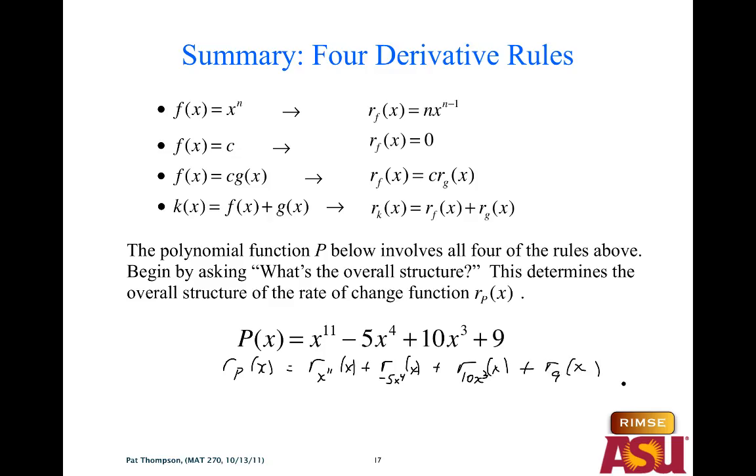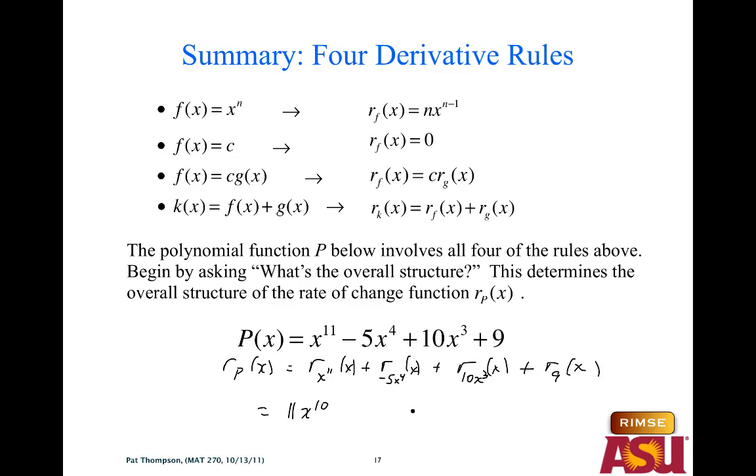So I'm applying that fourth rule, and I'm just doing it the long way, writing out all the steps. Now this first one, the rate of change of x to the 11th, is that a matter of rule 1, 2, 3, or 4? Rule 1, right? So that rule tells us you're going to bring the 11 down in front and reduce the exponent by 1. So it would be 11x to the 10th.